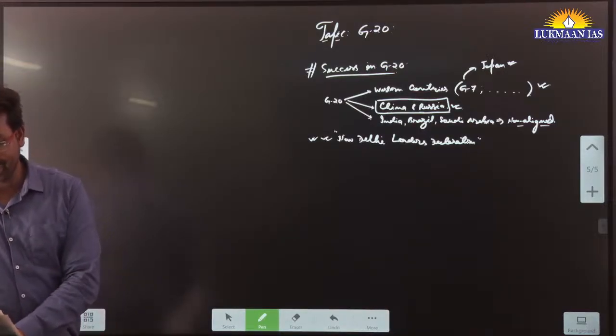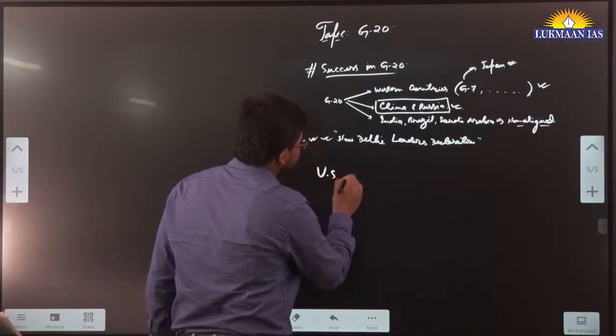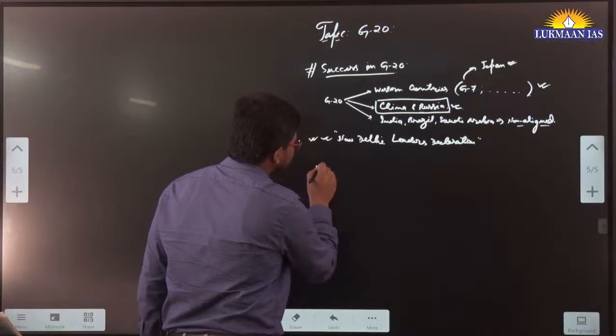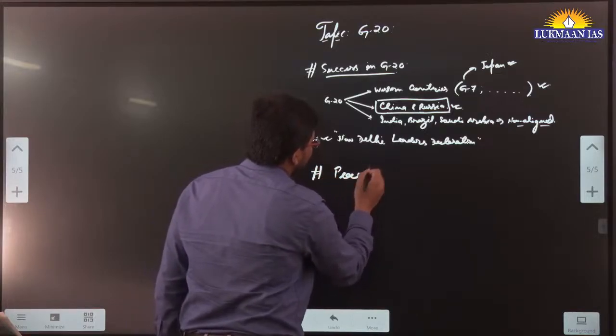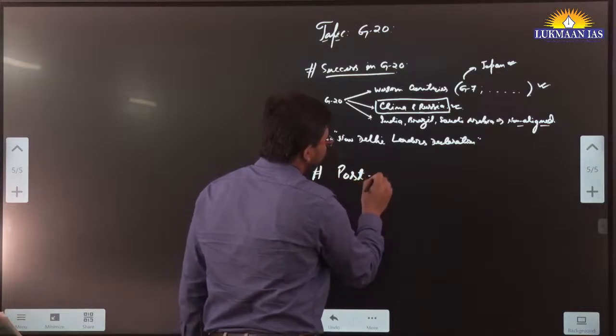So basically there are different kinds of countries. For example, the United States. In this article they have talked about the post-Cold War era.